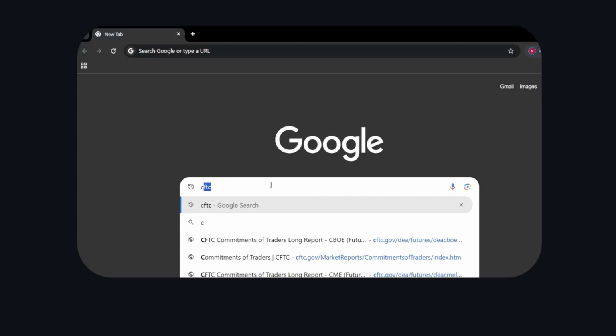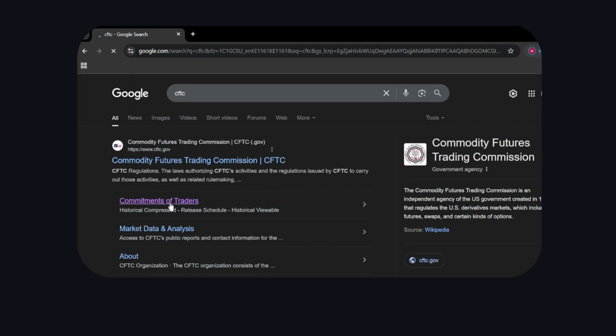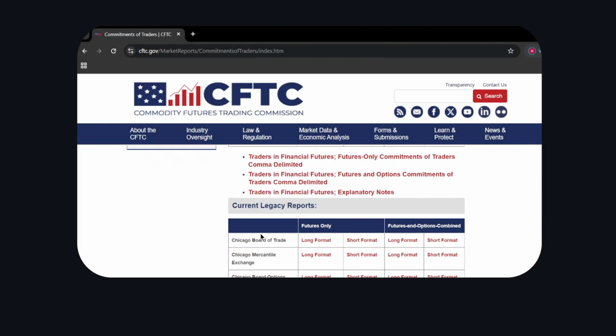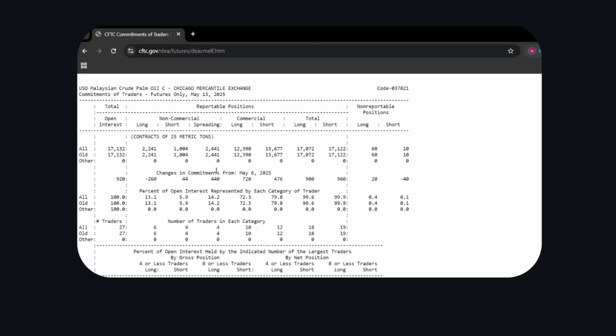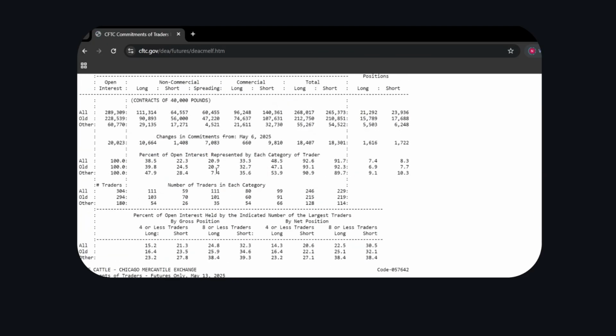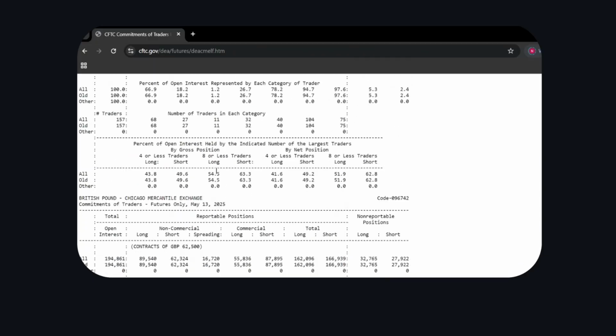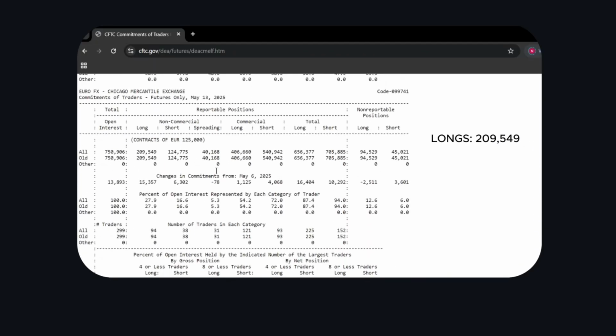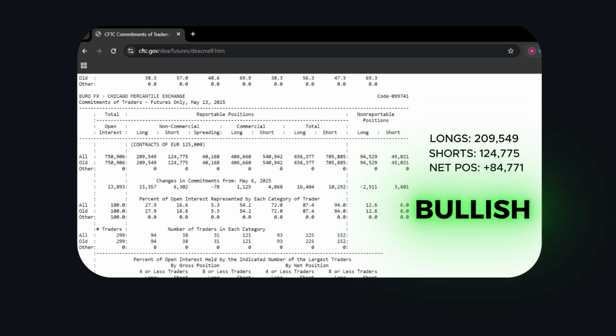Go to the CFTC website, click the legacy reports because we are OGs like that. Find your asset. You could cry a little, then look for this. For example, take the Euro FX futures. Longs and the shorts, then find the net position. That's bullish. Boom, done. But not so fast.